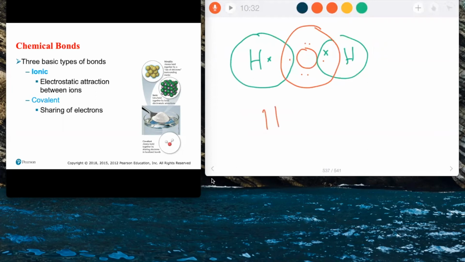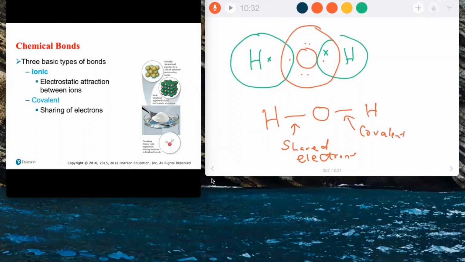I used the sharing of electrons earlier to show you the covalent bond. Sometimes you may have seen this before. We will see this later on. This is the shared electron. And this is the covalent bond.